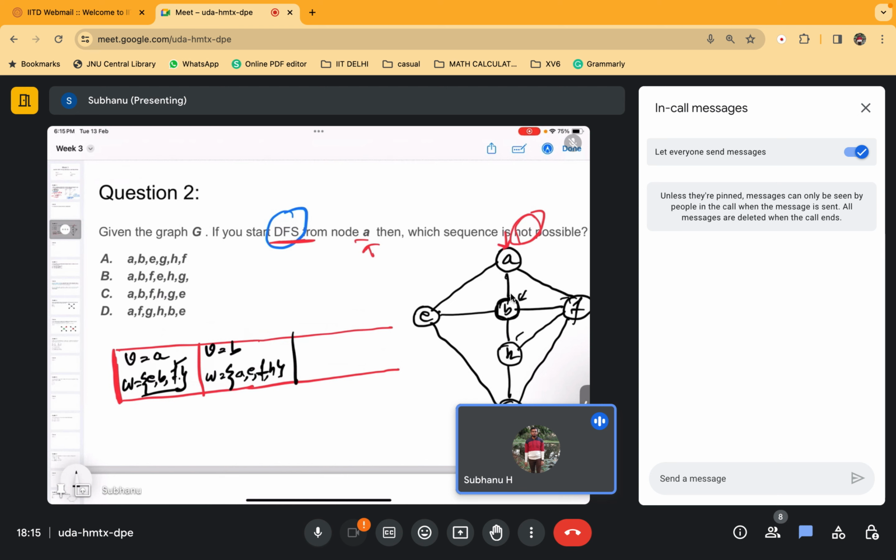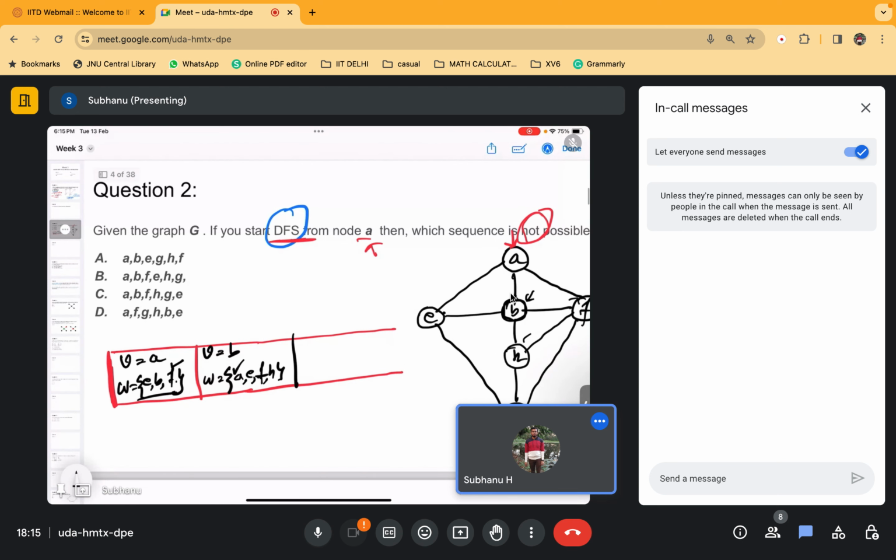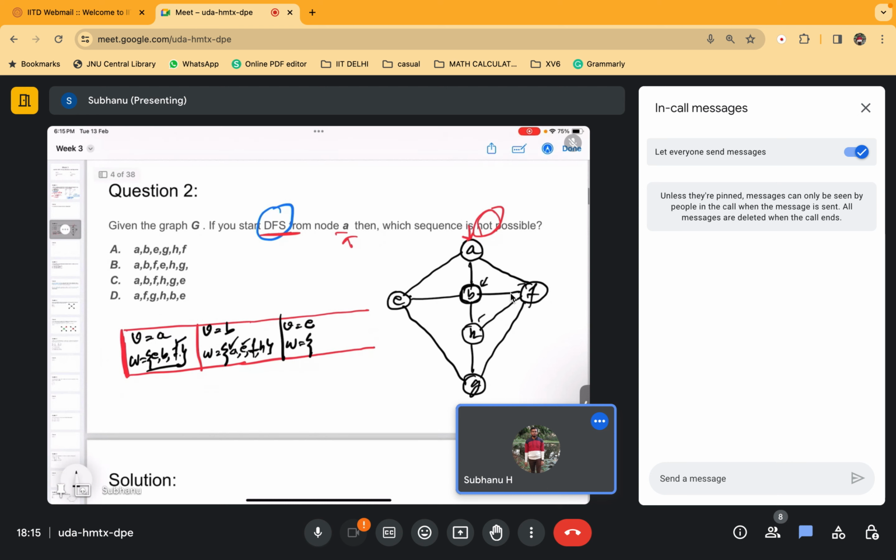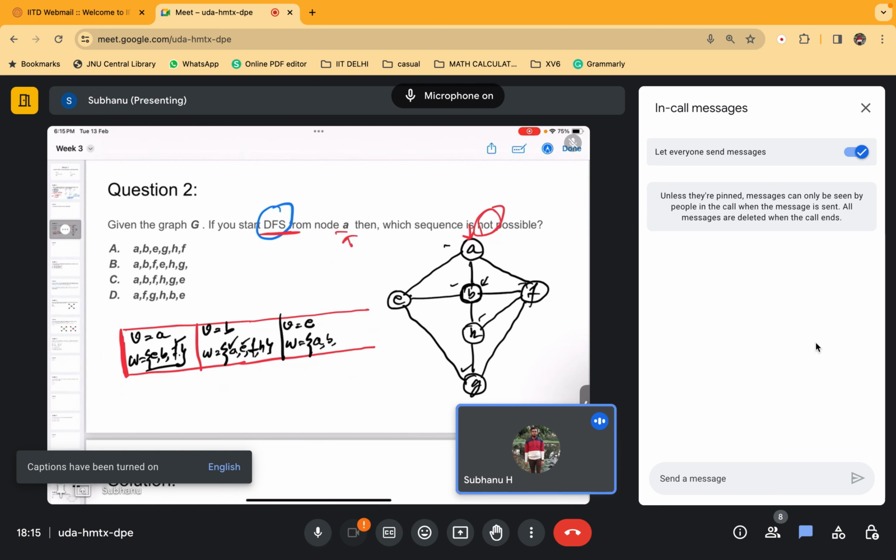Now I can see that A is already visited here. So I can go to node E. If I push node E, what will be the neighborhood of E? One hop distance from E, it will be A, B, and G.